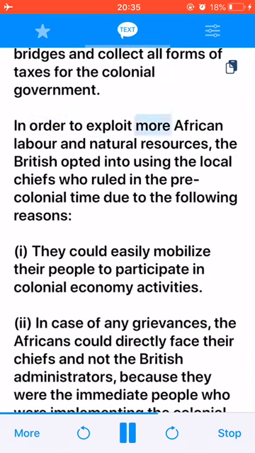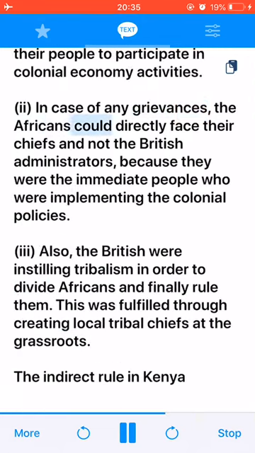In order to exploit more African labor and natural resources, the British opted for using the local chiefs who ruled in the pre-colonial time, for the following reasons. 1. They could easily mobilize their people to participate in colonial economic activities. 2. In case of any grievances, the Africans could directly face their chiefs and not the British administrators, because the chiefs were the immediate people implementing the colonial policies. 3. Also, the British were instilling tribalism in order to divide Africans and finally rule them. This was fulfilled through creating local tribal chiefs at the grassroots.